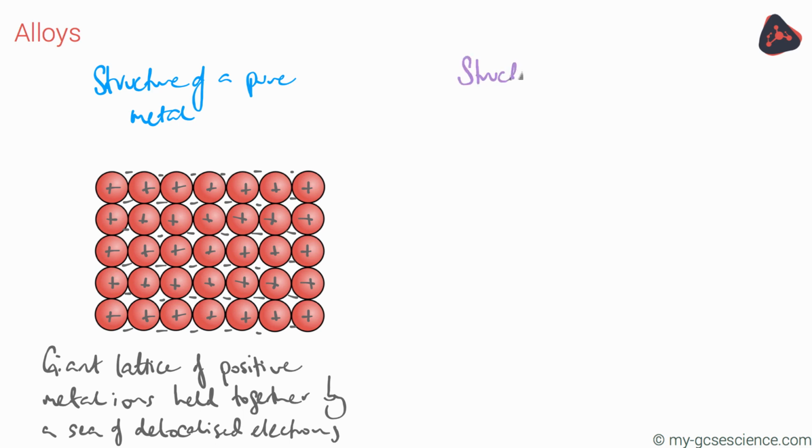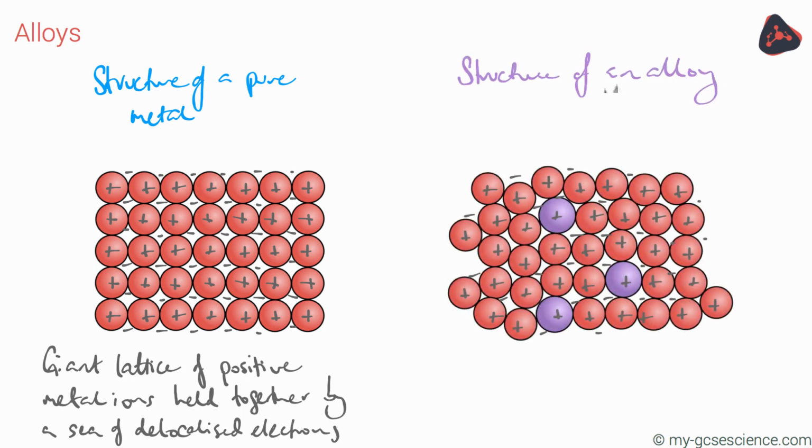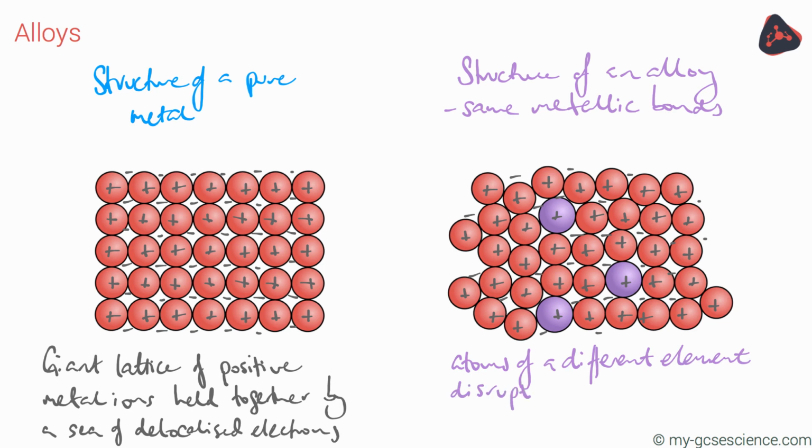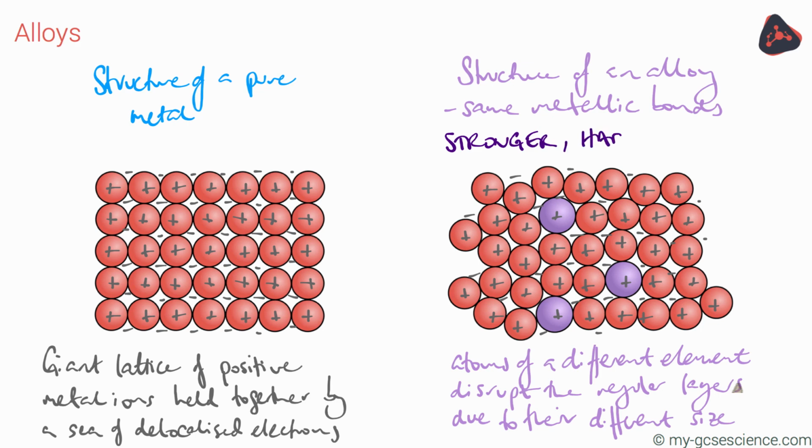So here on the right-hand side we've got the structure of an alloy. It's got the same metallic bonds where the ions are held together by the sea of delocalized electrons, but because there are atoms of a different element that are bonded within the structure, they disrupt the regular layers you would normally find in a pure metal. And in general this makes metals stronger and harder because the layers of ions can't slide past each other as easily.